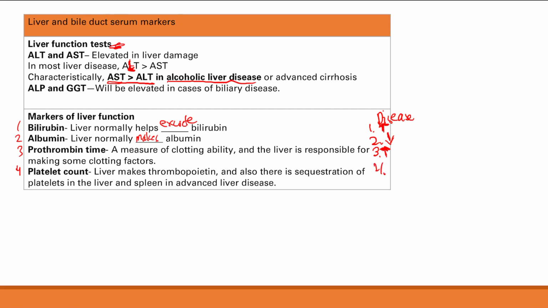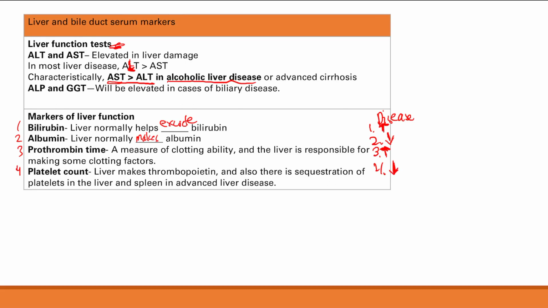Finally, platelet count. What does the liver do for platelets? The liver makes thrombopoietin, which stimulates platelet production. And when you have liver disease, you get sequestration of platelets in the liver and the spleen. Okay? So they're going to hang on in the liver and the spleen. They're not going to be in the blood. So your blood levels of platelets, what's going to happen? It's going to go down, okay?